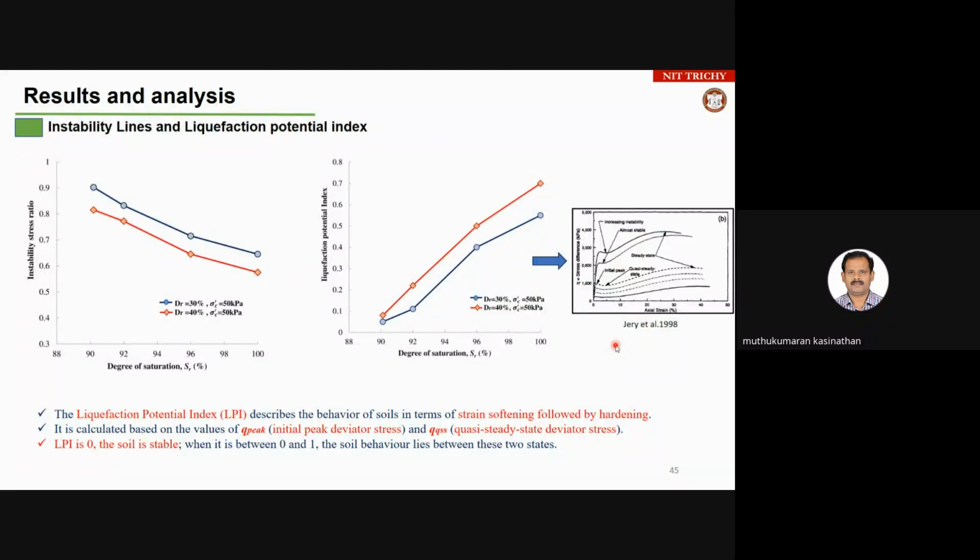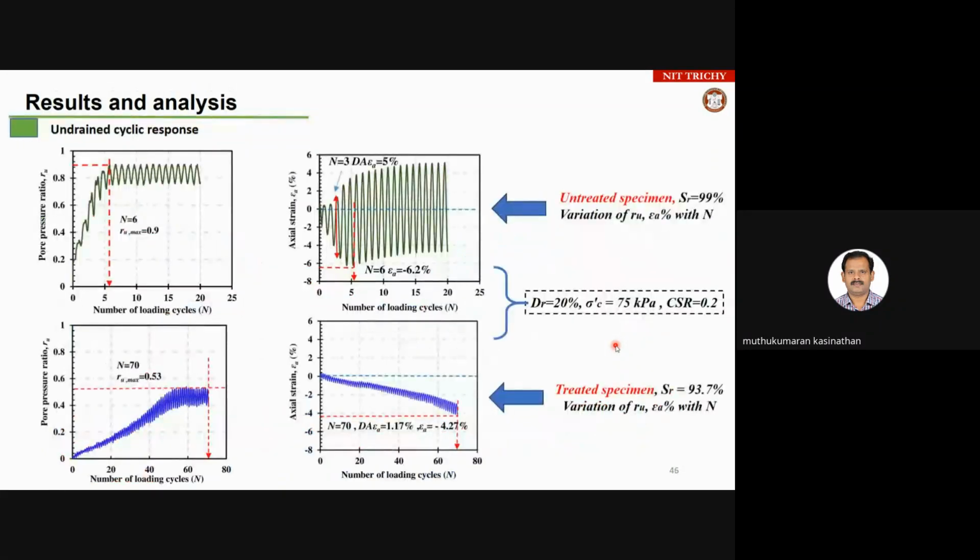So this we have developed with instability lines in the liquefaction potential index. That shows very clearly you have risk with respect to an increase in degree of saturation. So let us do the dynamic analysis.